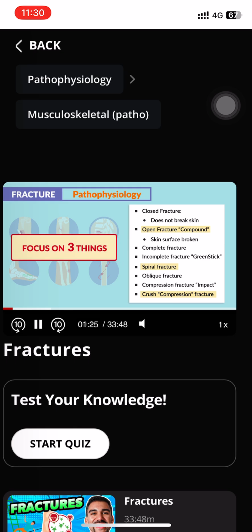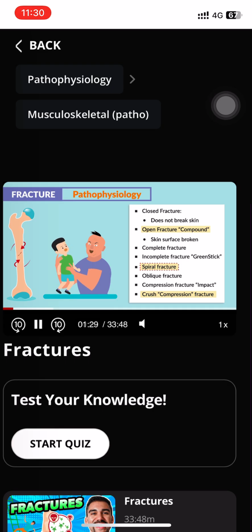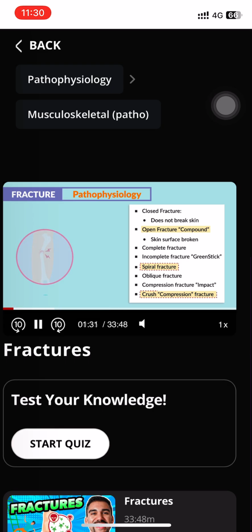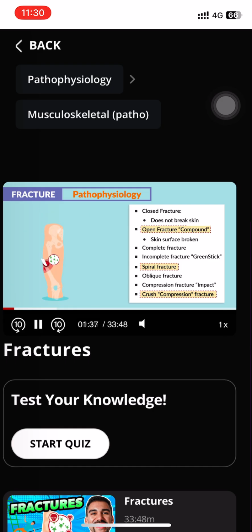I would focus on the 3 that are highlighted. A spiral fracture indicates child abuse in pediatrics. A crushing or compression fracture here, think deadly fat embolism. And an open fracture or compound leads to more infection because the skin is broken.